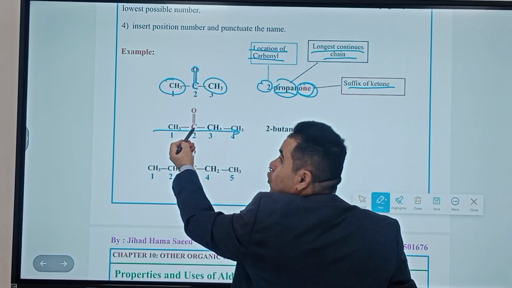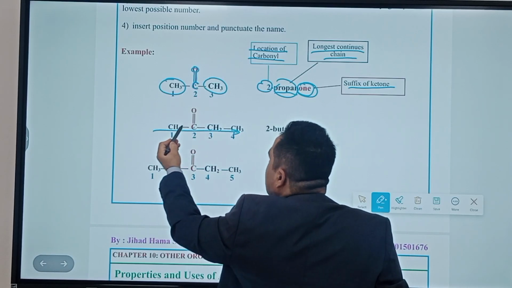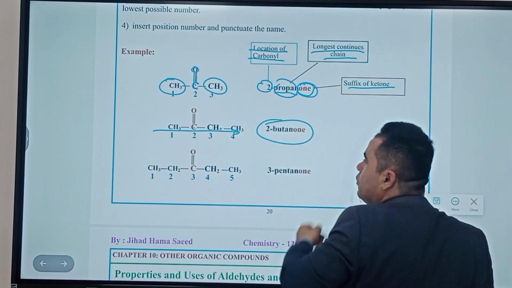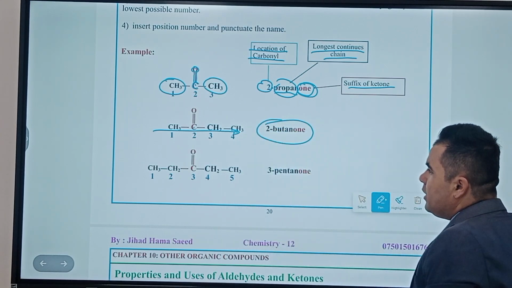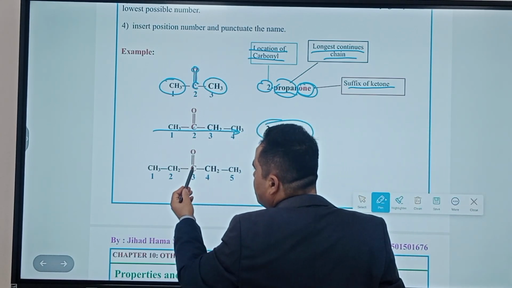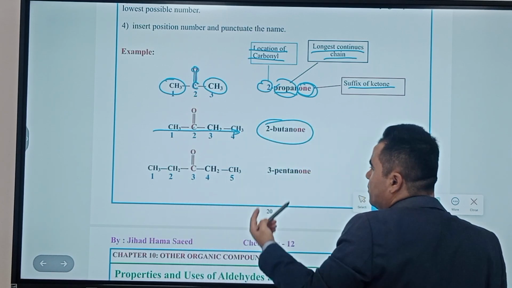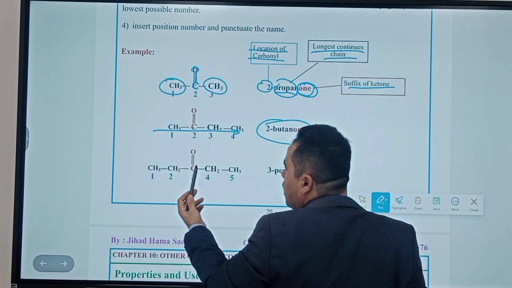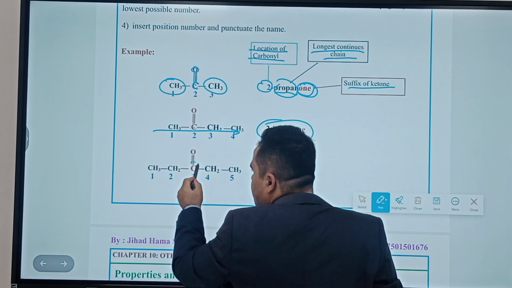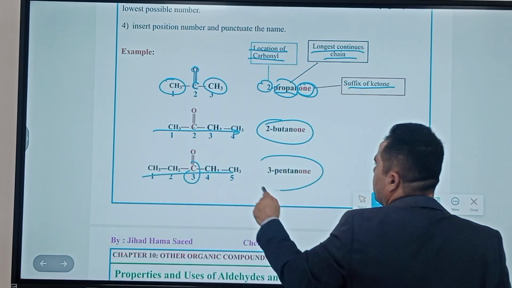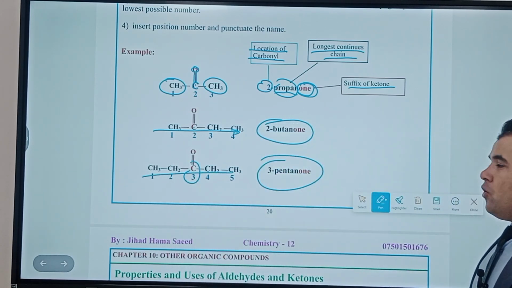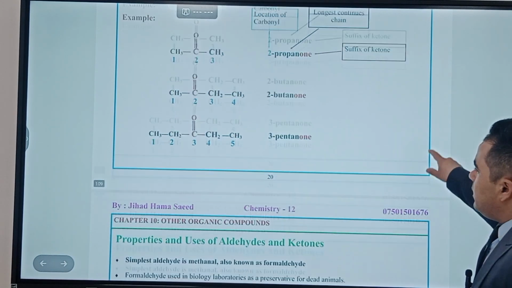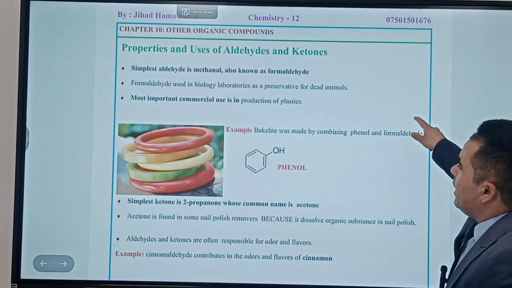It's 2-butanone. Here, from this side 3, from that side 3, it depends on you. I mean, it doesn't matter from which side you position the numbers. It's 3-pentanone. That's how we name the ketones and aldehydes.